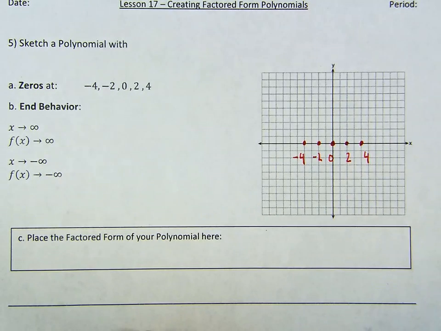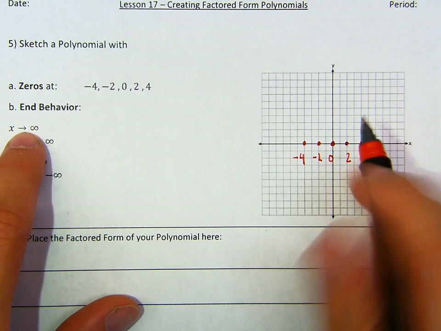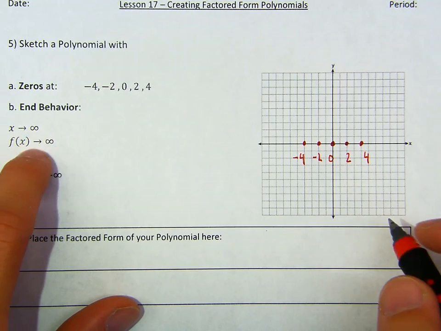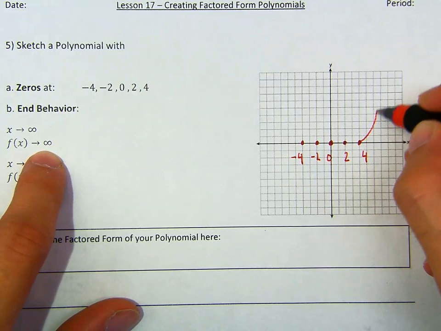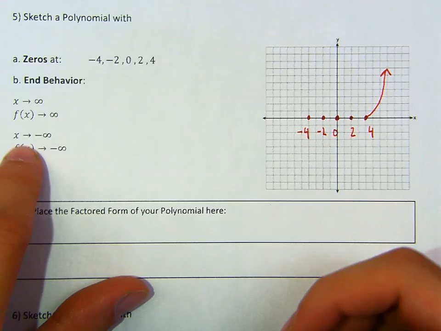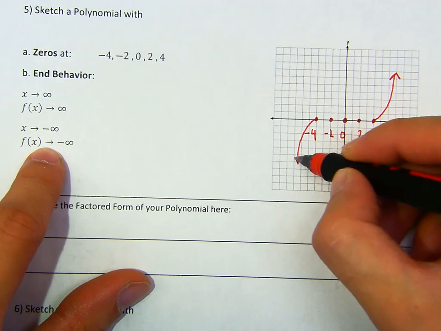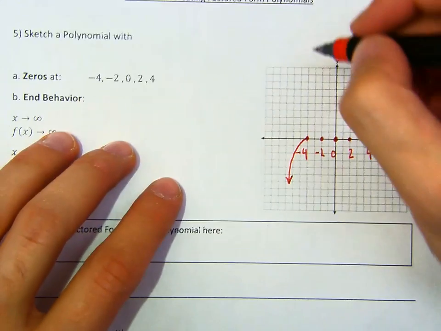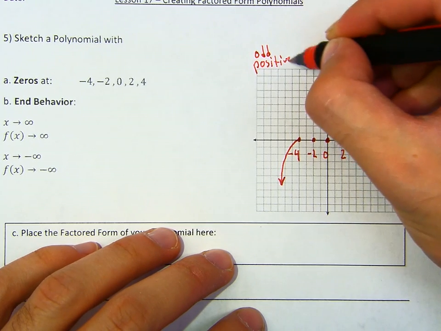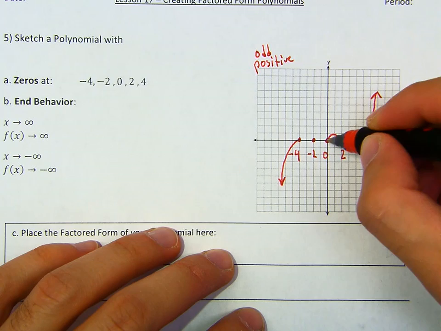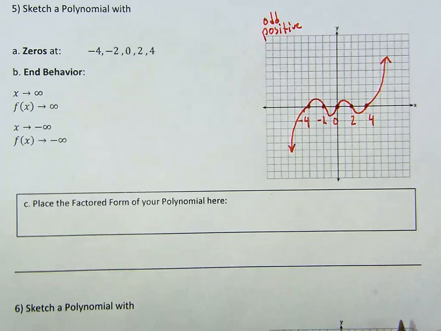Now, what's the end behavior? If x is going to positive infinity, I look at my farthest zero from the right, and notice as x is going to positive infinity, f of x is going to positive infinity. And as x is going to negative infinity, then f of x is going to negative infinity. So notice that this is odd positive. And then what happens here, you just go up and down and down, just like that, and that's the graph.